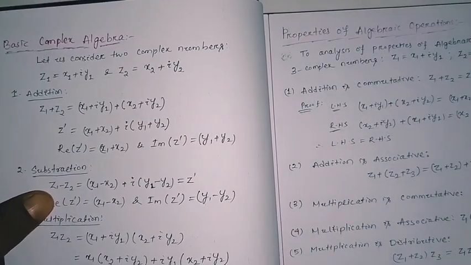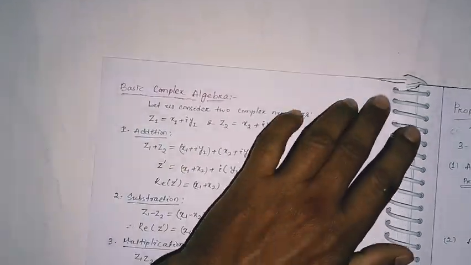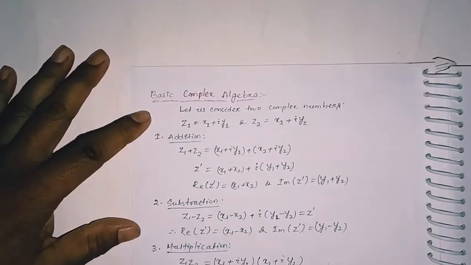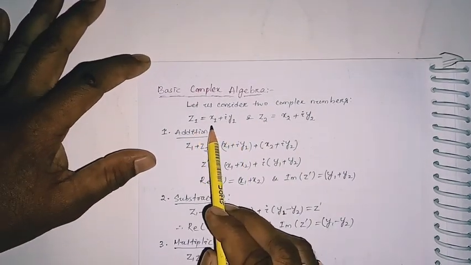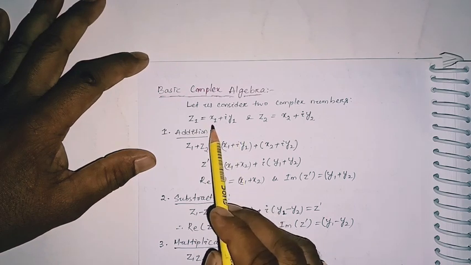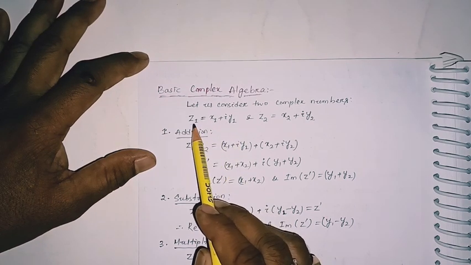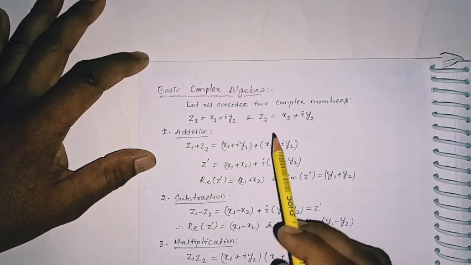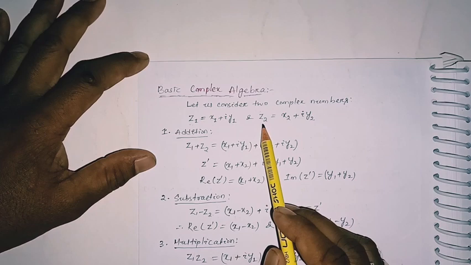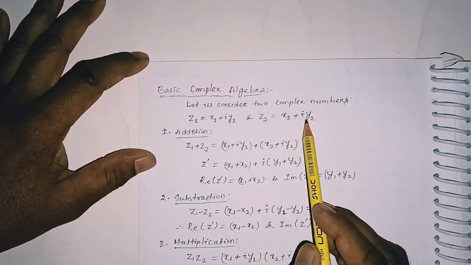Next we are going to go for the basic algebra of complex numbers. Now we are going to consider 2 complex numbers. Let z1 be x1 plus i y1. Here x1 is the real part of this complex number z1, and y1 is the imaginary part. z2 is another complex number we consider, x2 plus i y2.